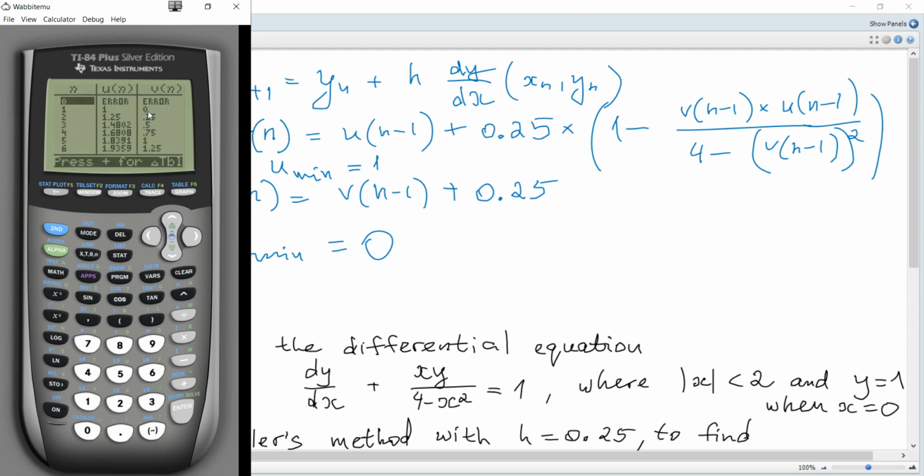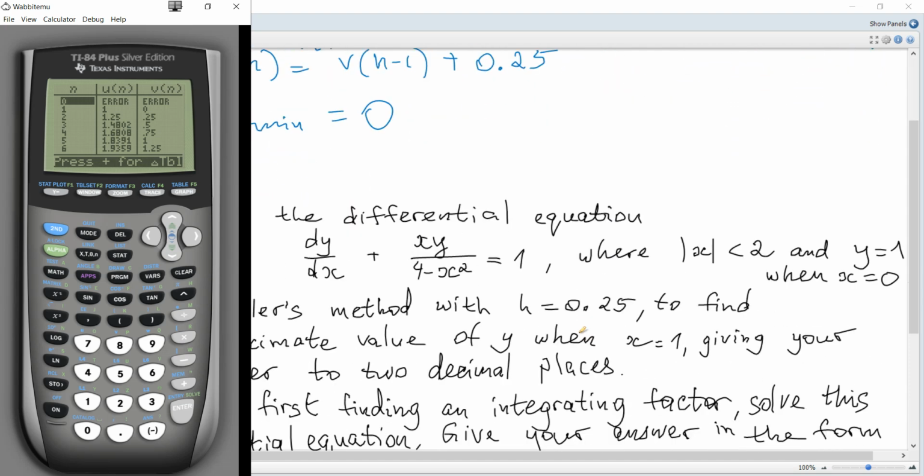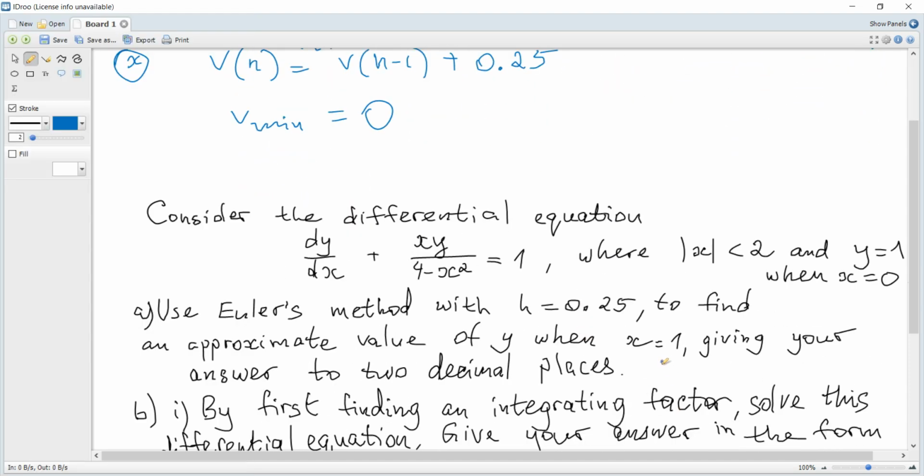and we need y when x is 1, so you just choose v to be 1, and you can see that u, the required y, is 1.84 to 2 decimal places as required. Y is 1.84.